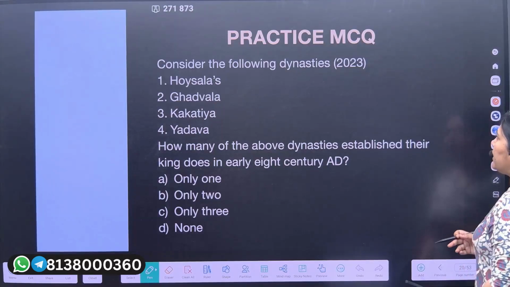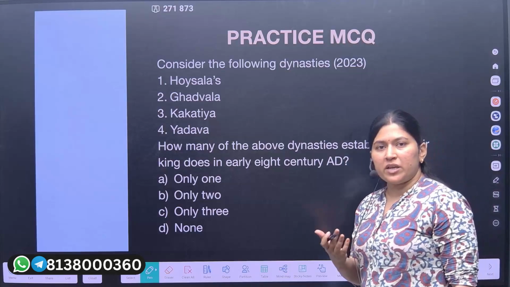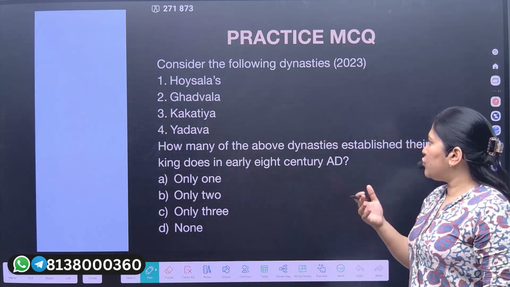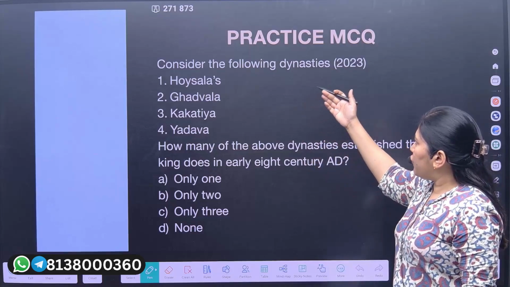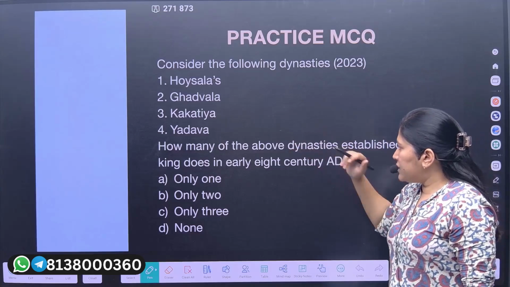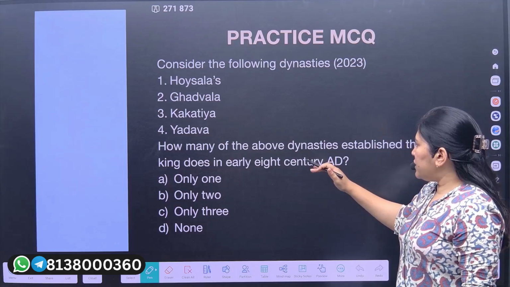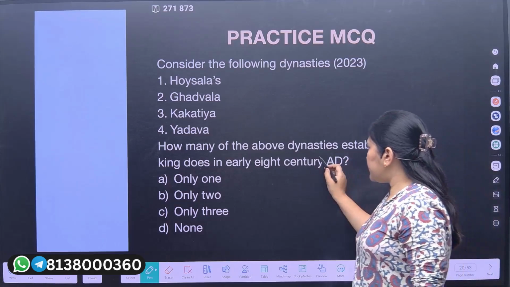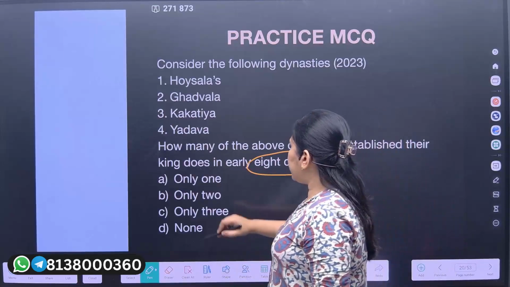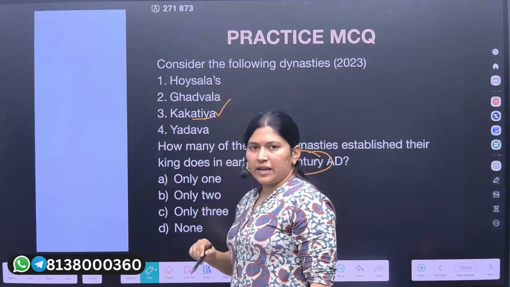Okay, now just see the significance of this topic with respect to your UPSC preliminary examination. In 2023, that is in the recent year, the question was asked: consider the following dynasties: Hoysalas, Gadwala, Kakatiya, Yadava. How many of the above dynasties established their kingdoms in the early 8th century? Early 8th century. So if it is Kakatiya, okay, it is a contemporary of Gupta, like what we saw.